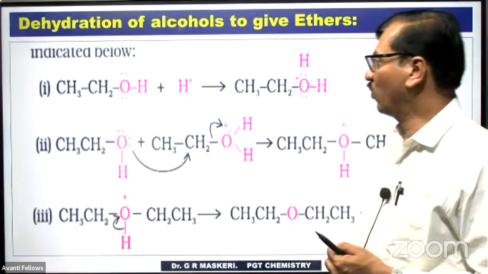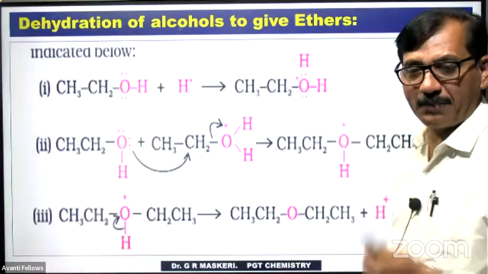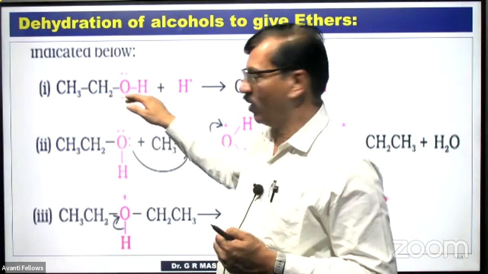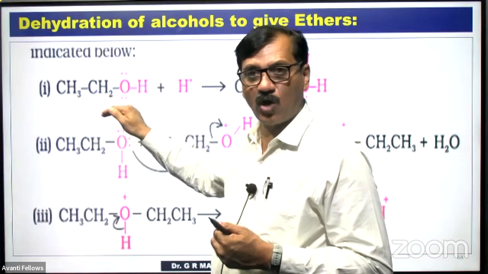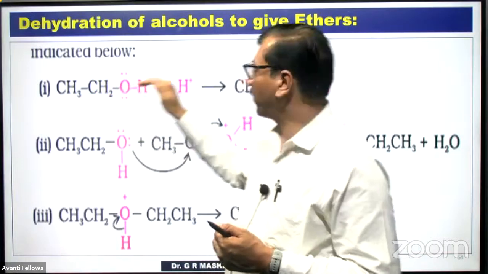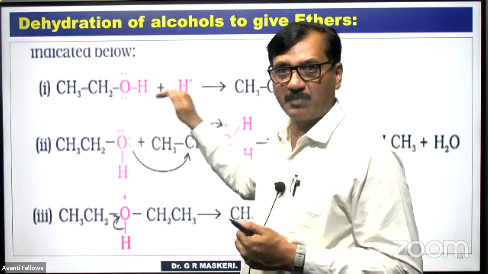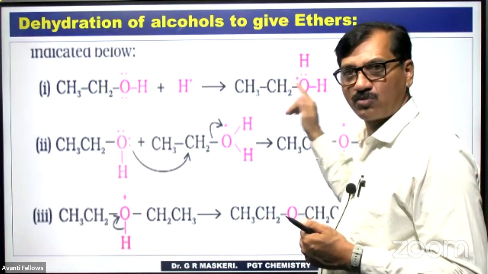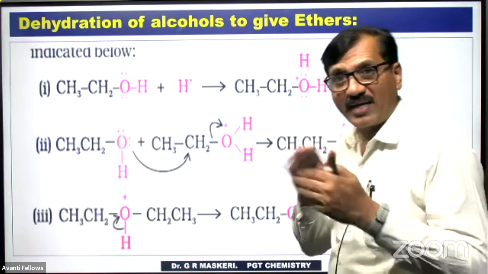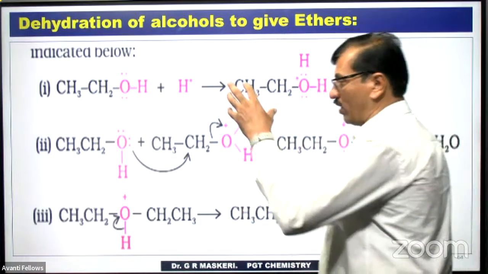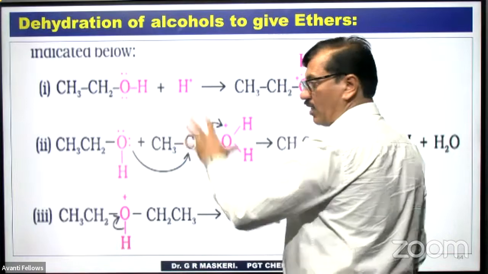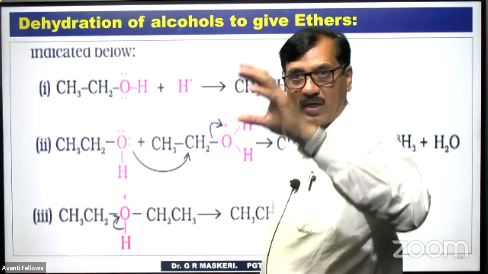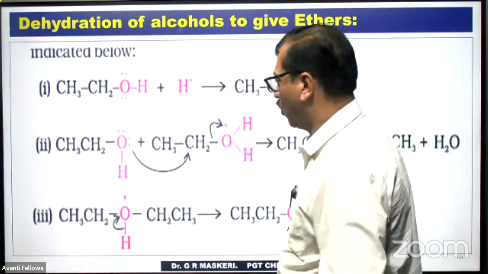this dehydration results into ether. So what are the steps of the mechanism? The starting material is an alcohol. Dehydration of alcohol we have to do. That occurs in the presence of an acid. The same step: protonated alcohol is formed, oxygen having positive sign. Now in the second step, one is protonated alcohol, another is alcohol itself.